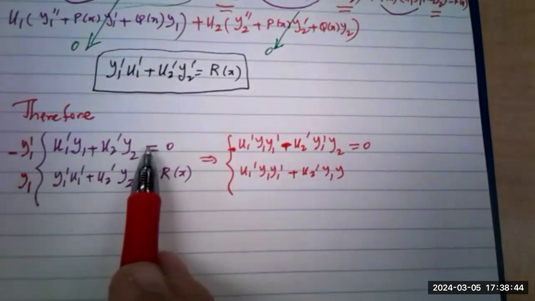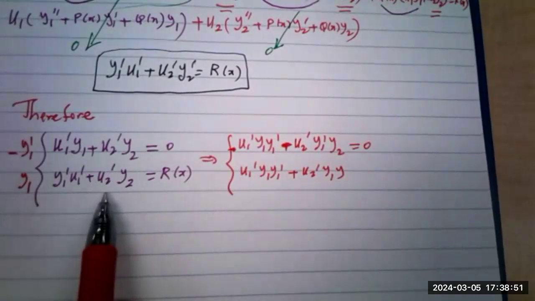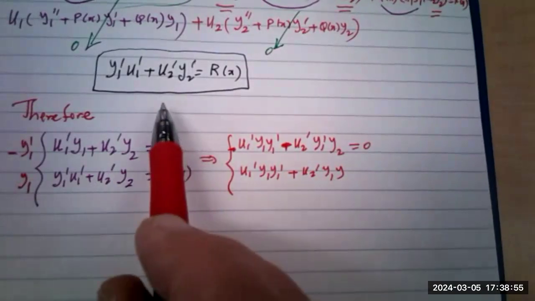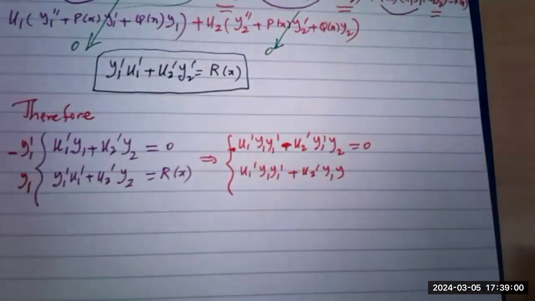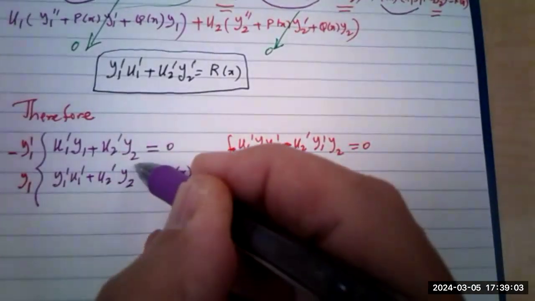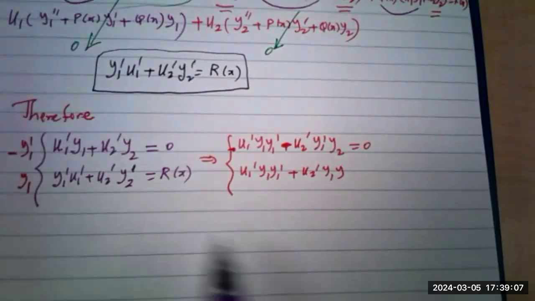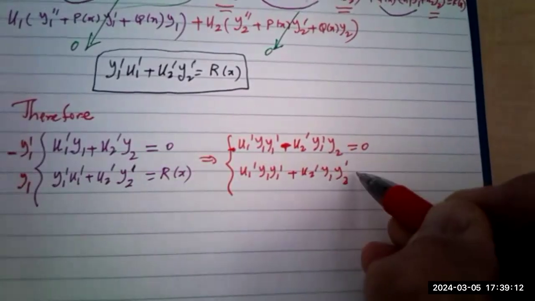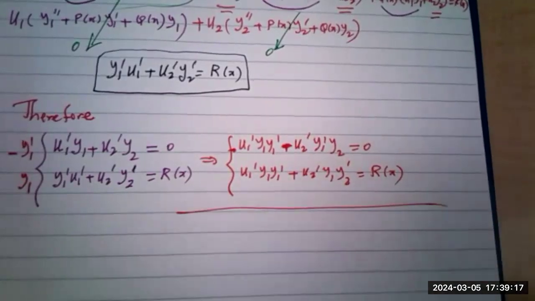So I multiply the y prime here. And the second one, did I miss any sign here? Yes. You see this r of x, this is prime here. y2 prime, so this is now going to be y1 y2 prime equal to r of x. Okay, now, there you are.